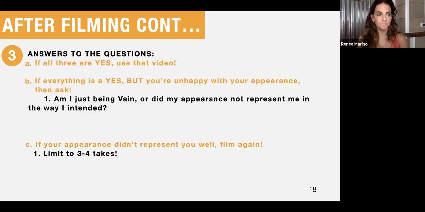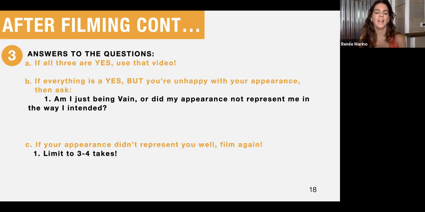Another example, if you're a male and you don't wear glasses often, but you decided to be like creative and pop on glasses for your video, and then you watch it back and you're like, that doesn't even seem like me, right? You're like, I never wear glasses. Why did I do that? Do another take, okay? Do you see the difference?